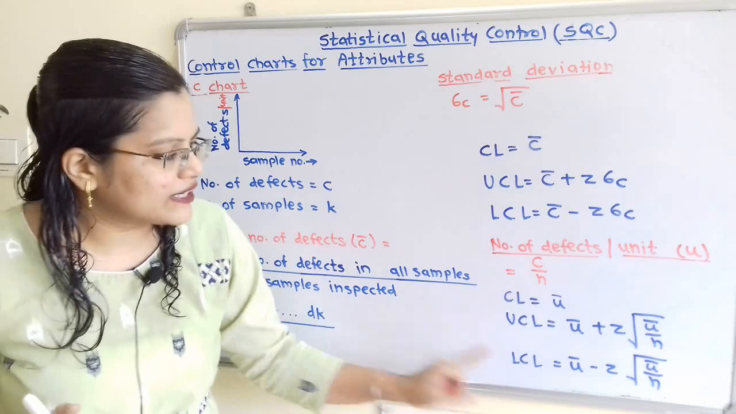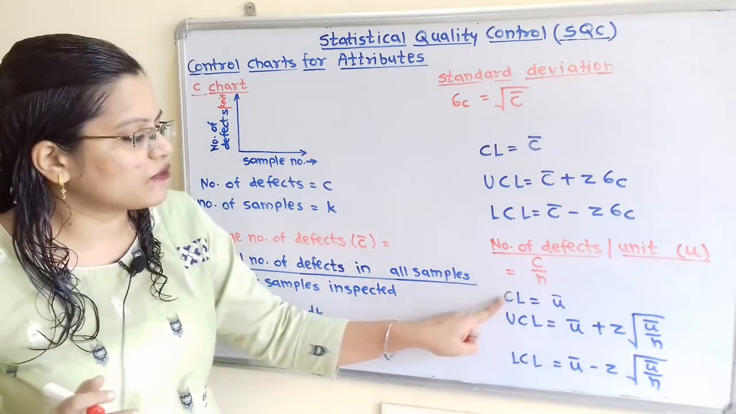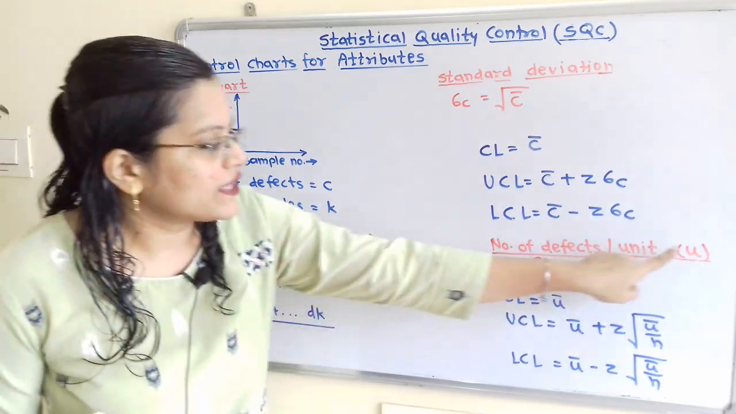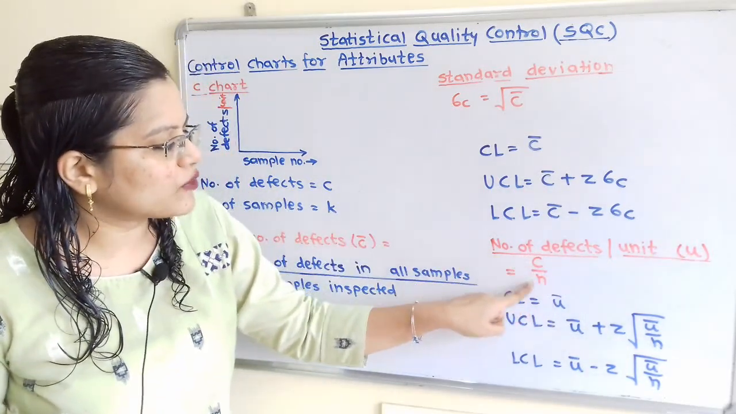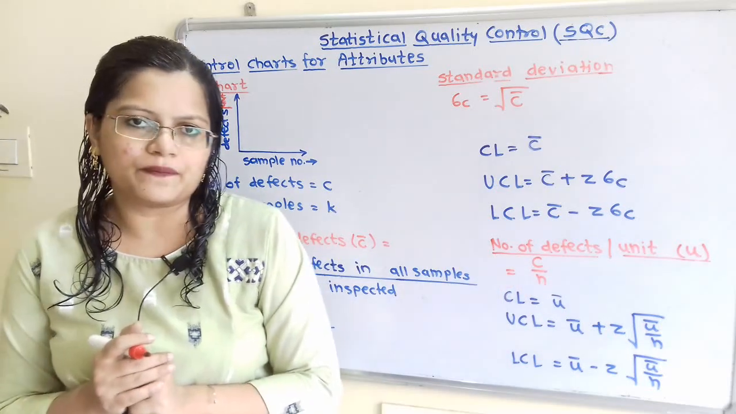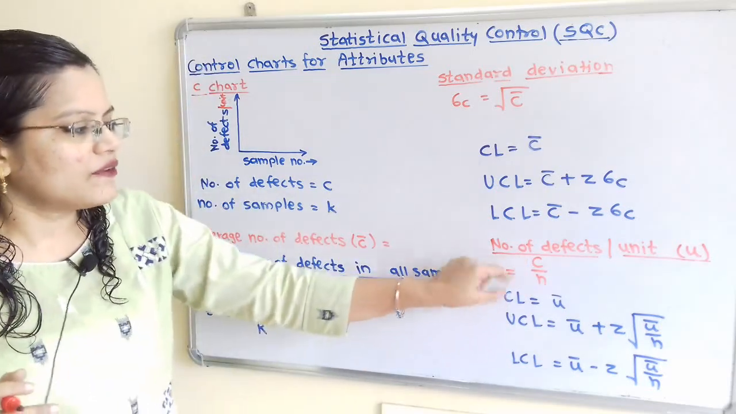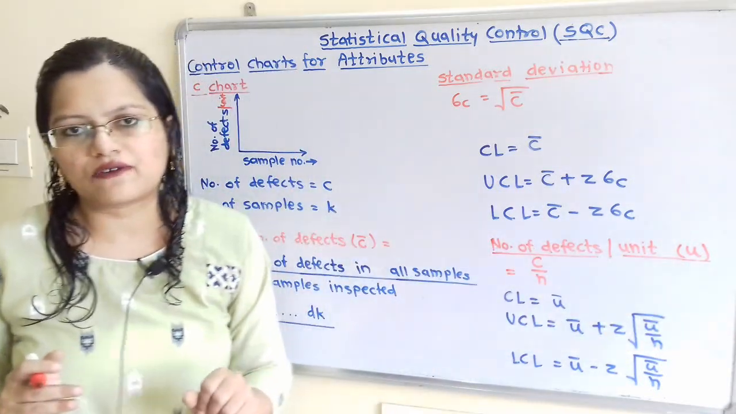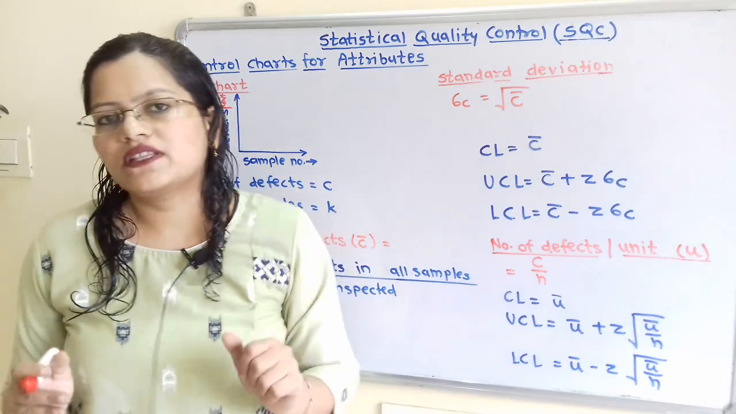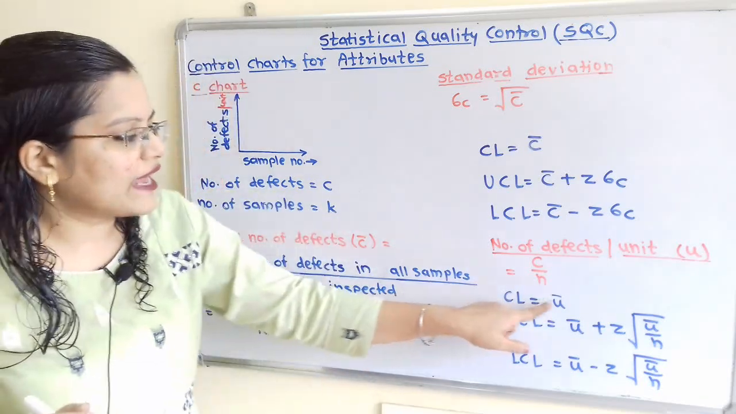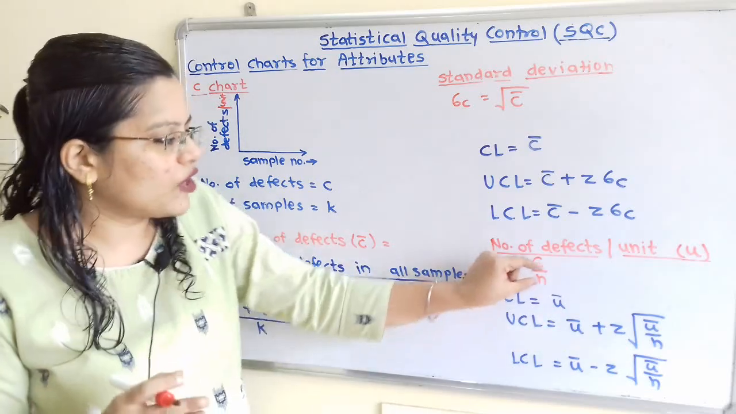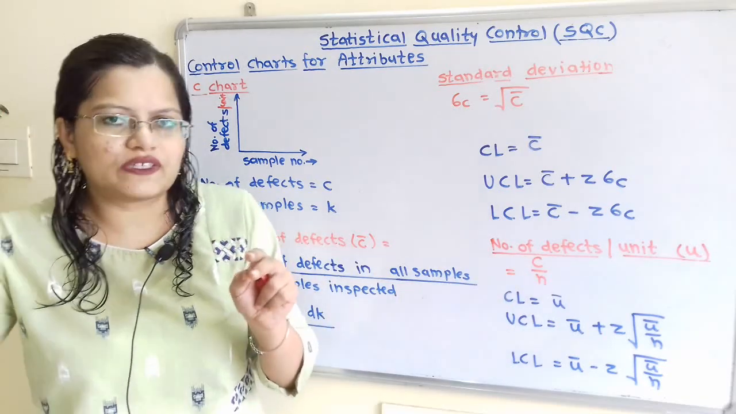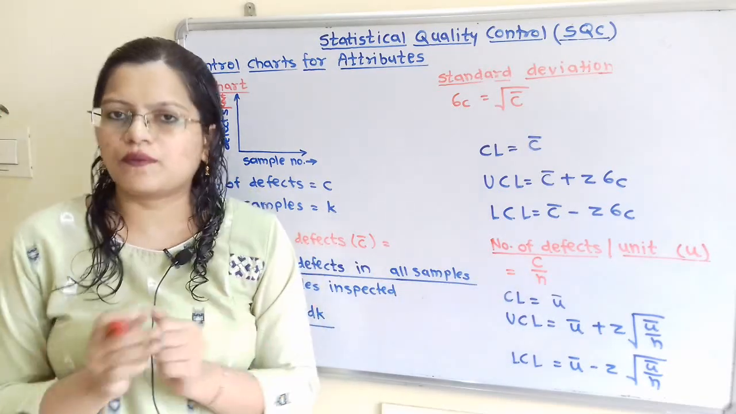Then how to calculate the limits? For these limits, the center line is equal to U bar. That means for each and every sample we have to calculate the value of C by n. For the first sample the value of C by n is calculated, for the second sample the value of C by n is calculated, and it depends on the number of samples. To calculate this U bar, we add the value of C by n for each and every sample, divided by the total number of samples.